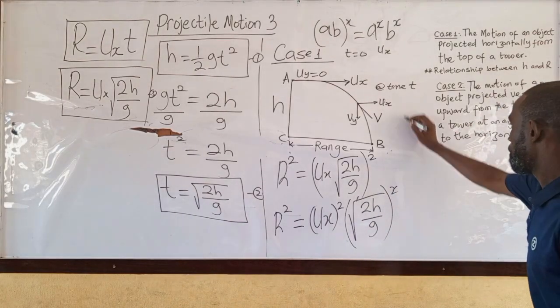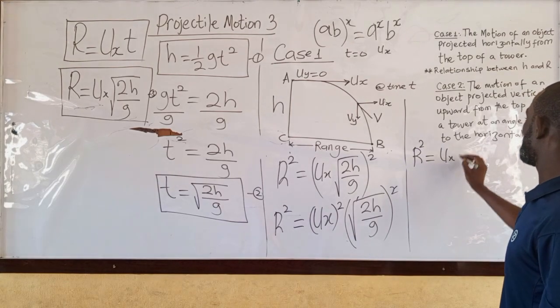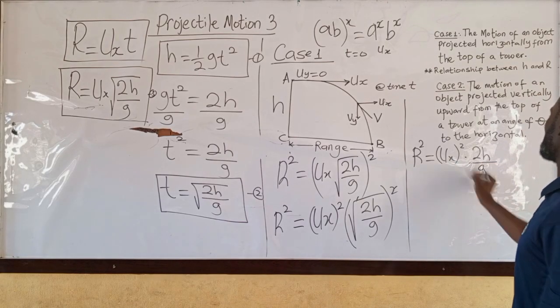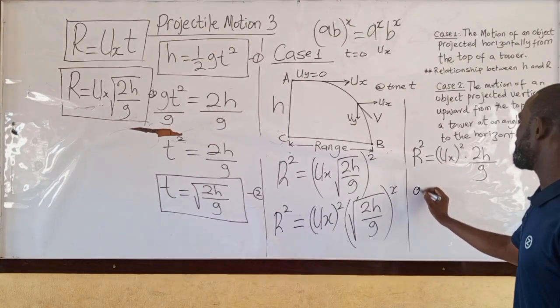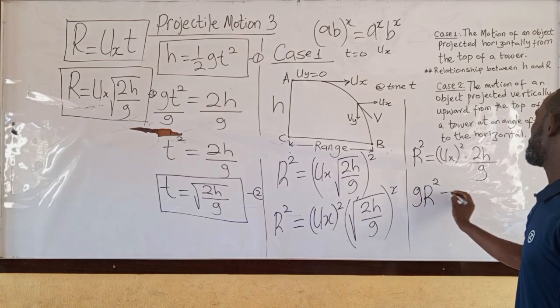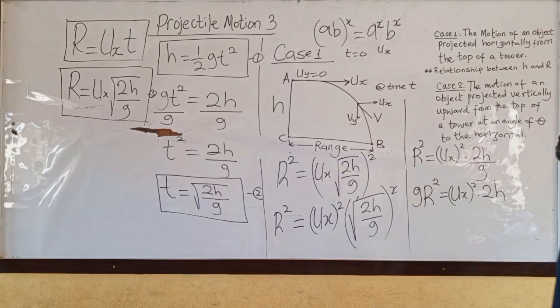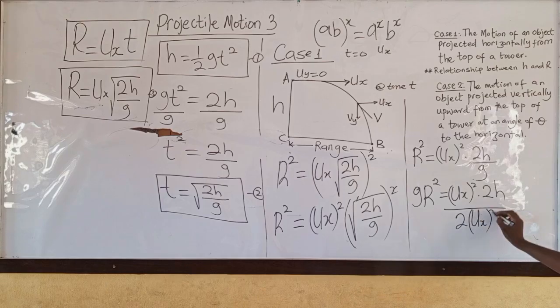So if we move further, we are going to be having R squared equal to (u_x) all squared times 2h all over g. Let's multiply. We are having g R squared equals (u_x) all squared times 2h. I want h to stand alone. So what will I do? I will divide by 2 (u_x) all squared. So this will cancel out this, and this will cancel out this.